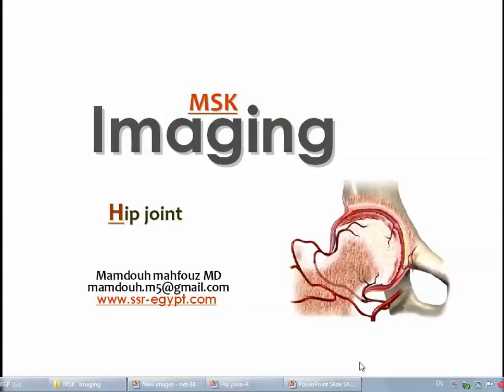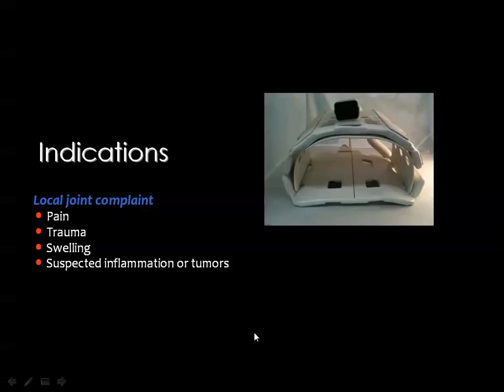Dear colleagues, this is I think the sixth lecture in the course of musculoskeletal imaging, and here we will deal with the imaging of the hip joint. You know the common indications for examination of any joint, which include pain, trauma, swelling, and suspected inflammation or tumors.